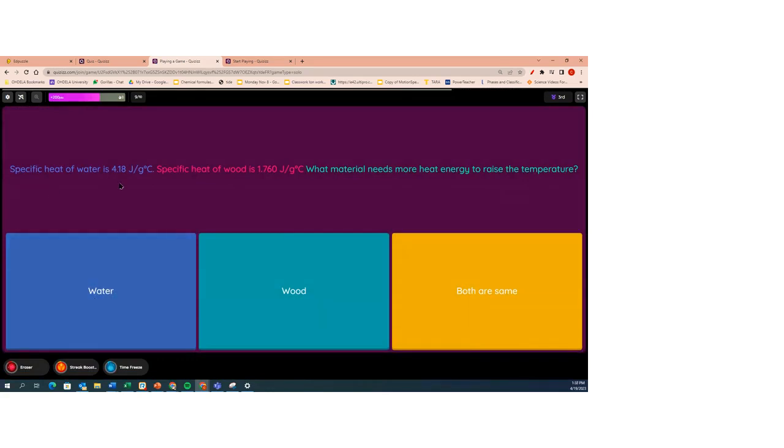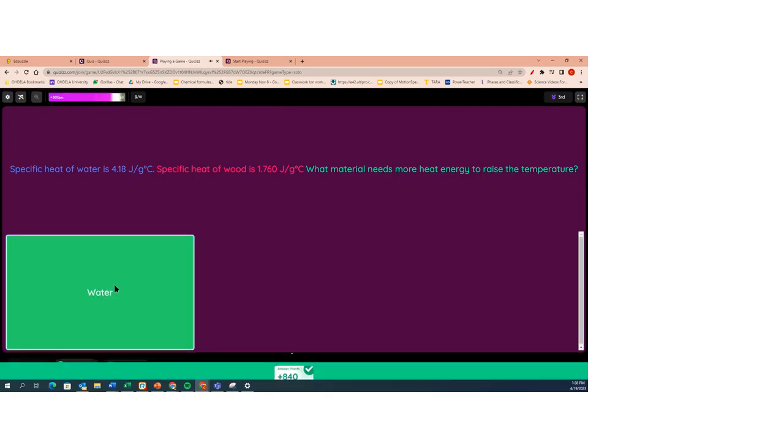The specific heat of water is 4.18 joules per gram. Specific heat of wood is 1.76 joules per gram. What material needs more heat energy to raise its temperature? Okay, so we're going to say water because the number is bigger. It takes more energy to heat up the water.